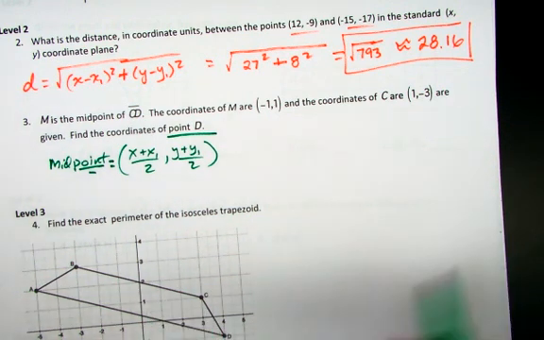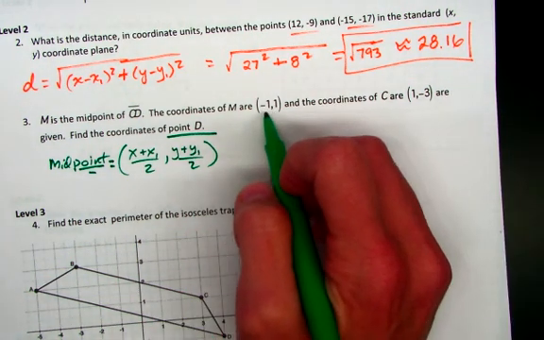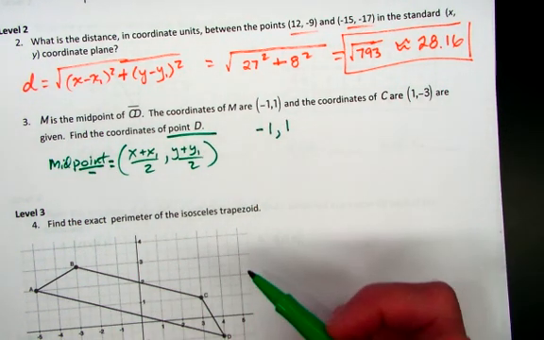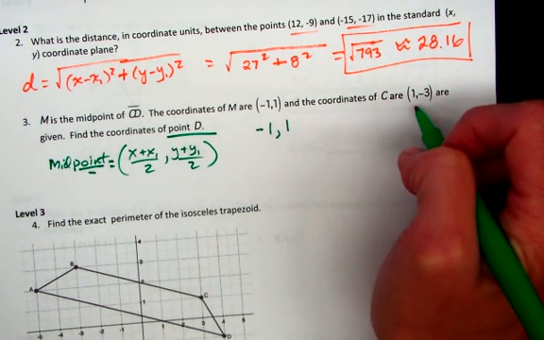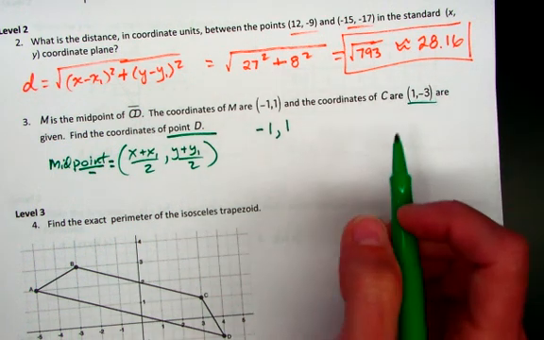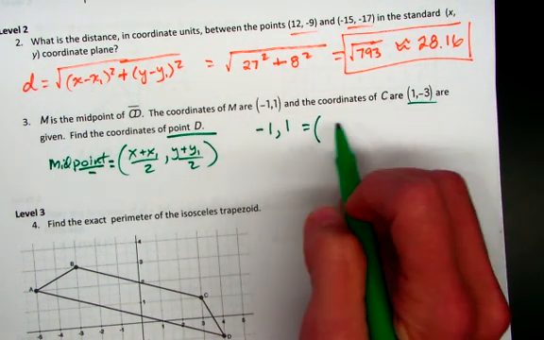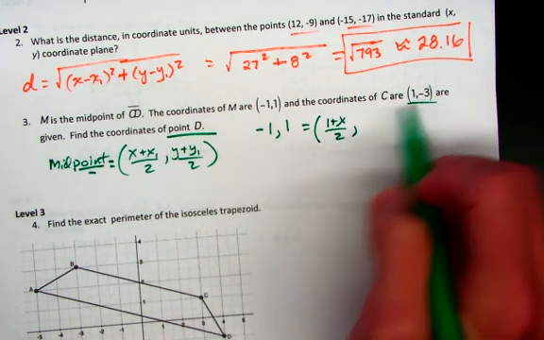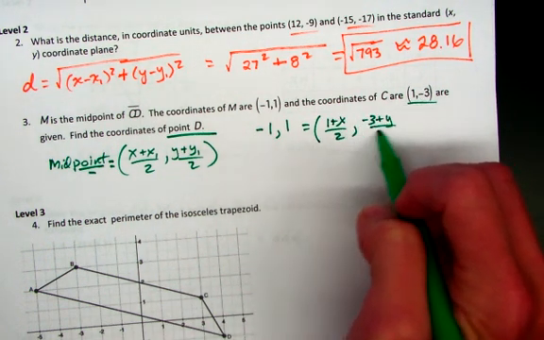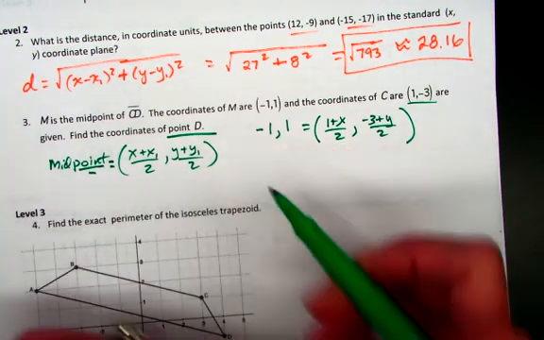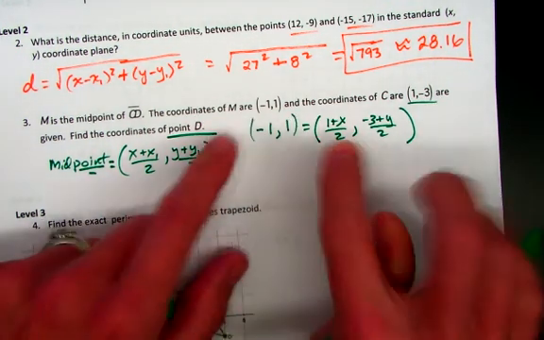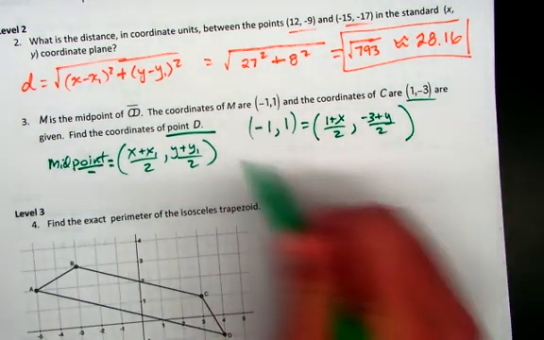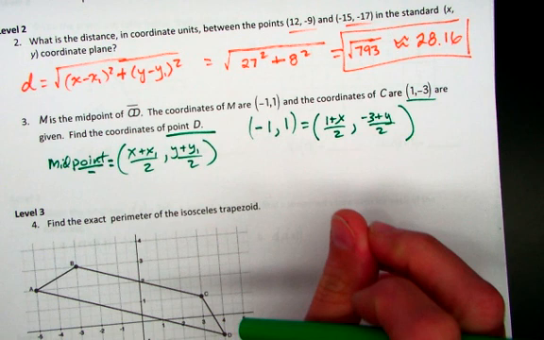So here's the thing. If the midpoint is negative 1, comma 1, and the coordinates of point C are 1, negative 3, then that's going to equal 1 plus x over 2, comma, negative 3 plus y over 2. So that means these two have to equal each other, right? The x values have to equal each other, and the y values have to equal each other, okay? This takes a lot of algebra, and most of you guys are not really wanting to do that.